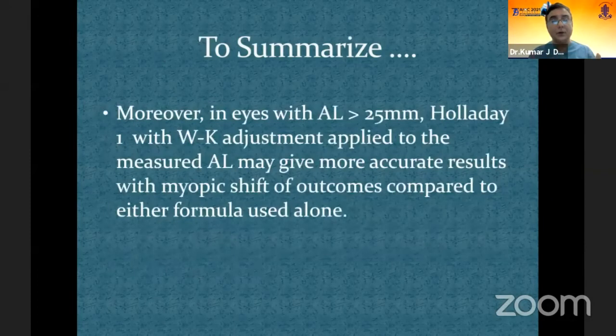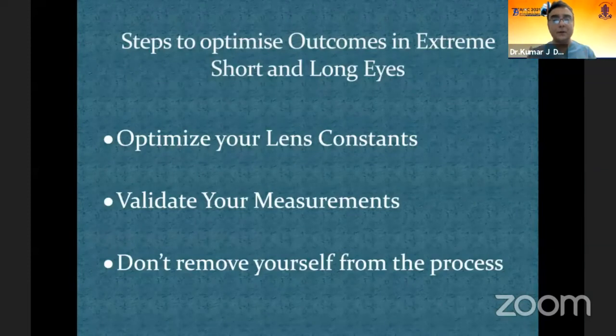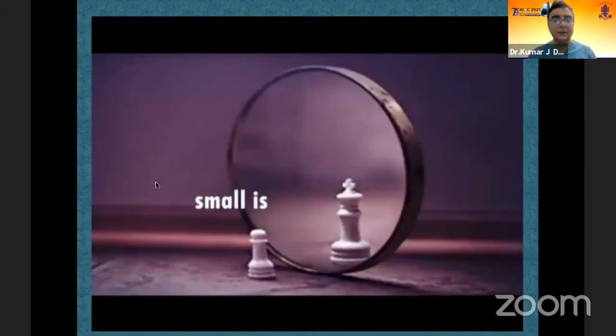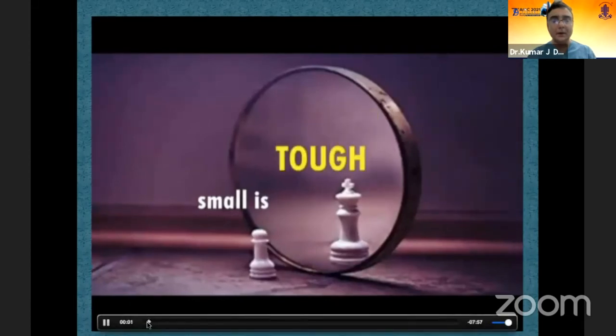So to summarize, overall in eyes with axial length more than 25, I think the Barrett Universal 2 or the SRK/T or the Wang-Koch adjustment applied to the measurement of the axial length will work very, very well to prevent any myopic shift that may come out of the calculation. So this works quite well in long eyes. So steps to optimize the outcome in extreme eyes are of course optimize your A constant, validate your measurements, and spend extra time in counseling the patient that your eye is not a normal eye and this may just take place. I'll just show a small video of small eyes.